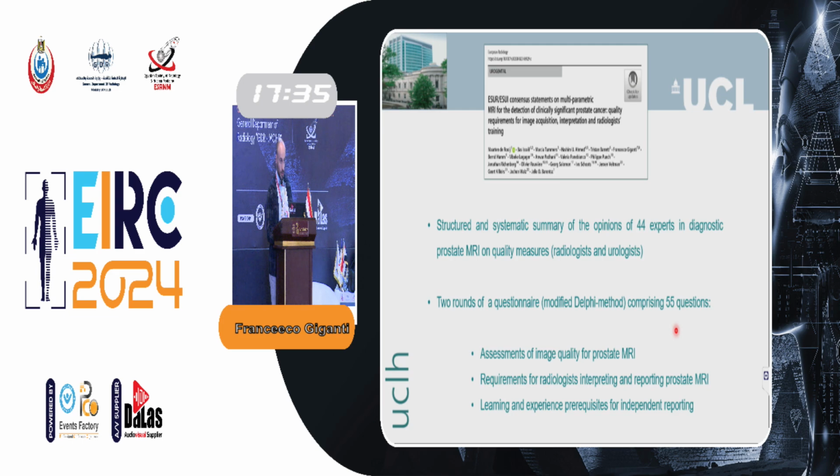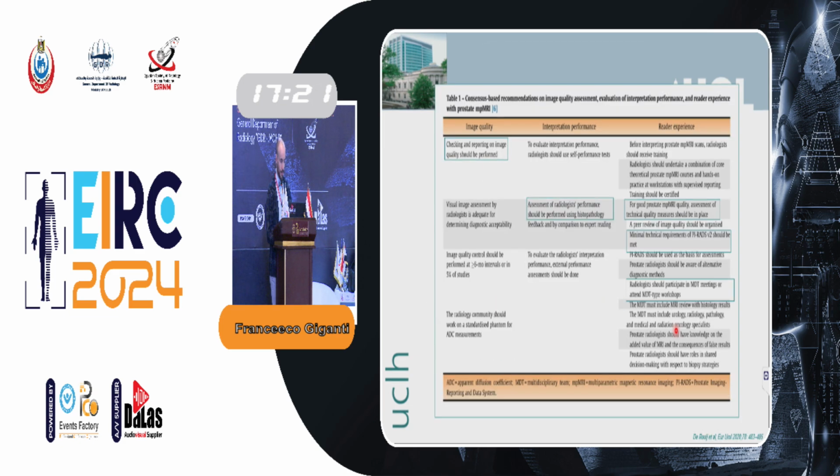We published a consensus meeting with the ESUR and the ESUI, where many experts convened and explained the most important topics for prostate MRI, and image quality was one of these. You can see in this table that it is really important to check the quality and the reporting of the imaging, to assess our performance as radiologists with histopathology, and to adhere to the technical requirements of the PI-RADS version 2.1 guidelines.